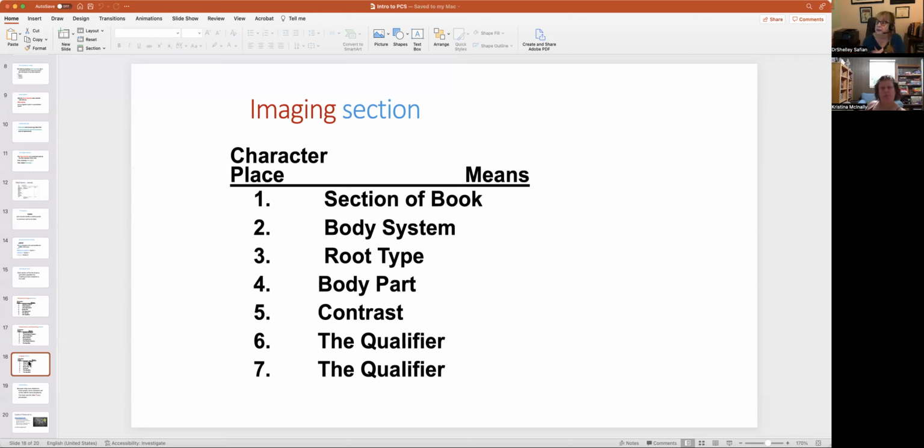This is not like CPT, where you just have with contrast, without contrast, or with and without contrast. You've got to know exactly which chemical was used in this contrast. But that should be in the documentation. And here you have two qualifiers. So, oh my gosh, how am I going to remember all of this? Oh, wait, you don't have to remember any of it. You just have to remember to read, because it's all written in the PCS book.